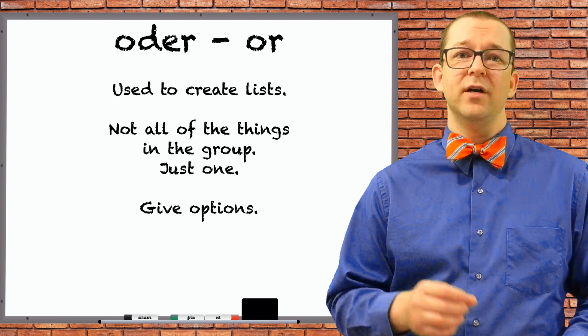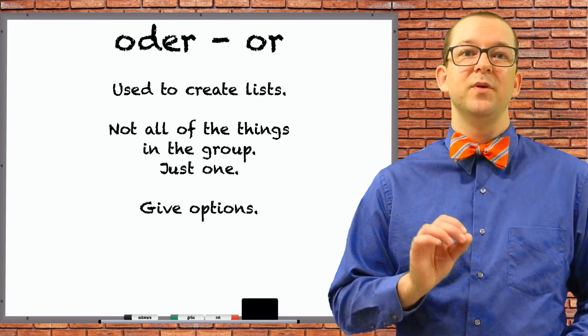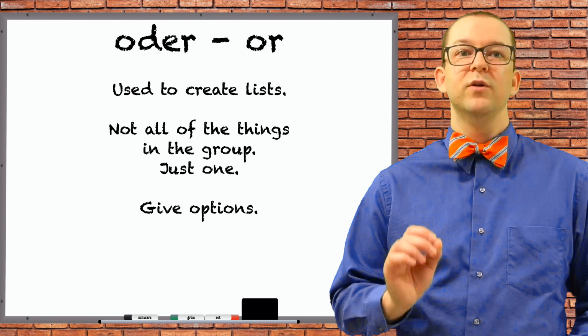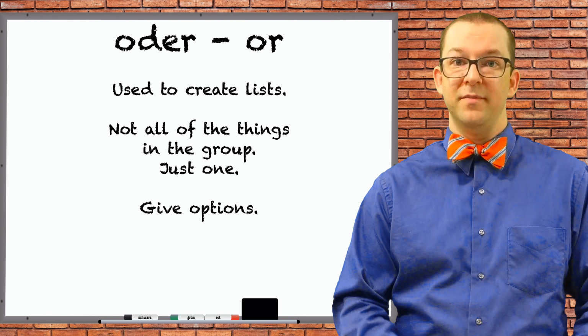Next up we have oder, which means or. This is used to create lists as well, but the relationship between the things is different than when we used und. If you use oder, you are saying that the things on the list are not in the same group, but rather that just one of them is.